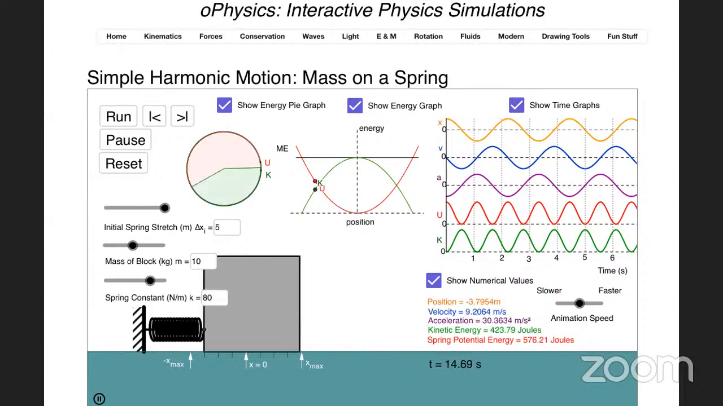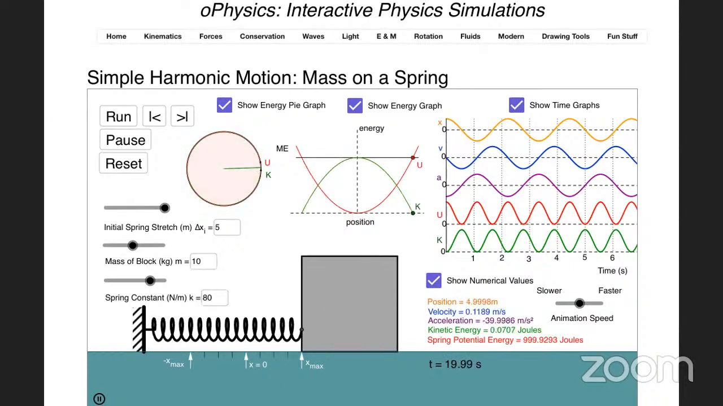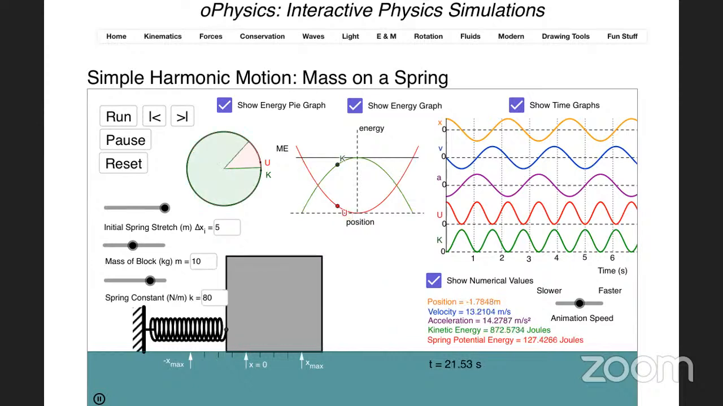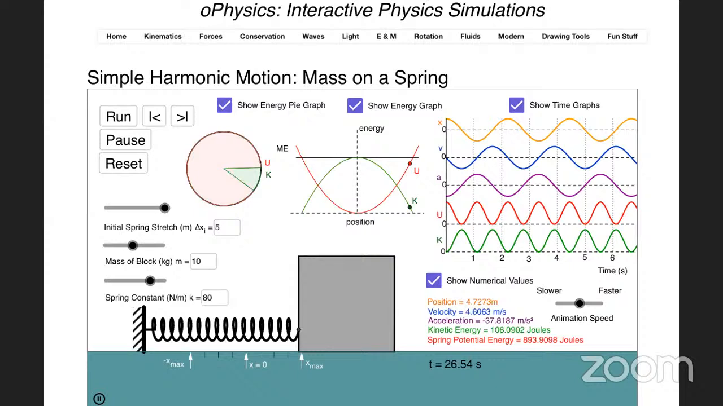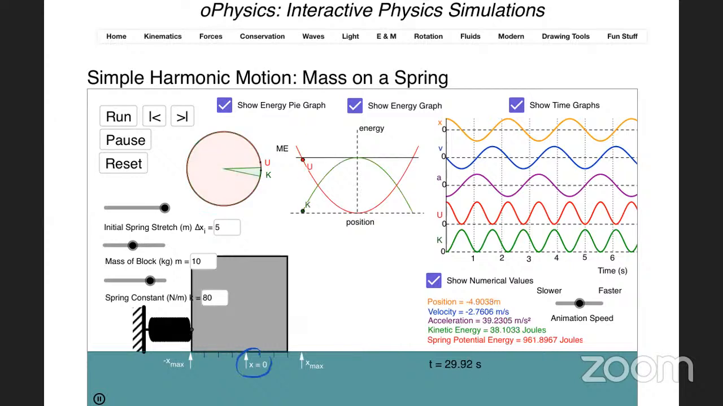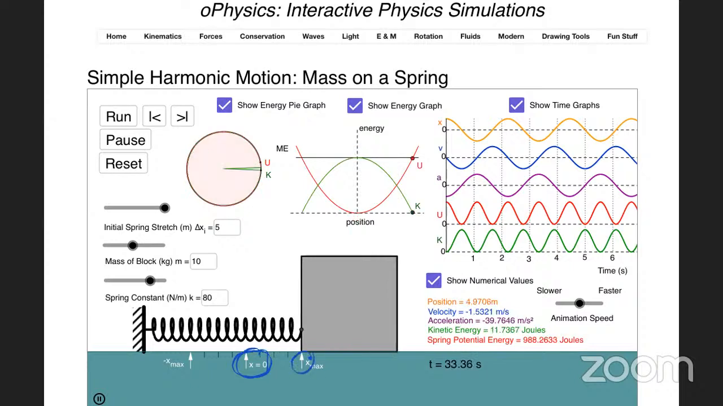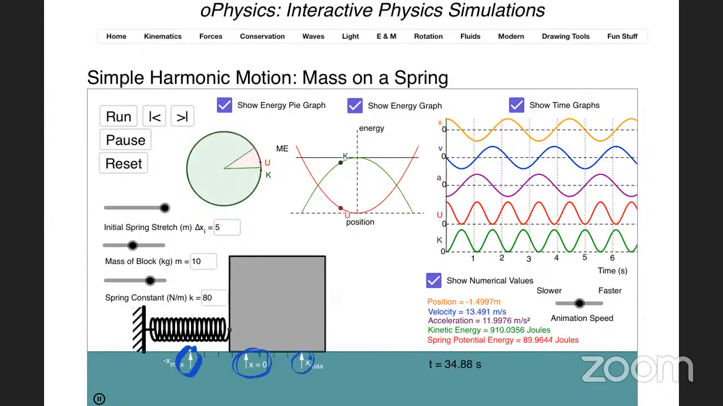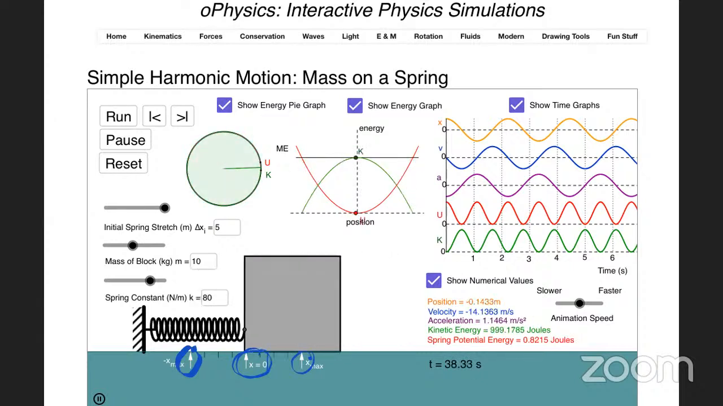Now it's time to put some numbers and formulas into it. When you play around with the simulation, I want you to notice that here is the equilibrium position down at the bottom. Here is maximum displacement, and here is maximum displacement in the opposite direction. You're going to see how it behaves.